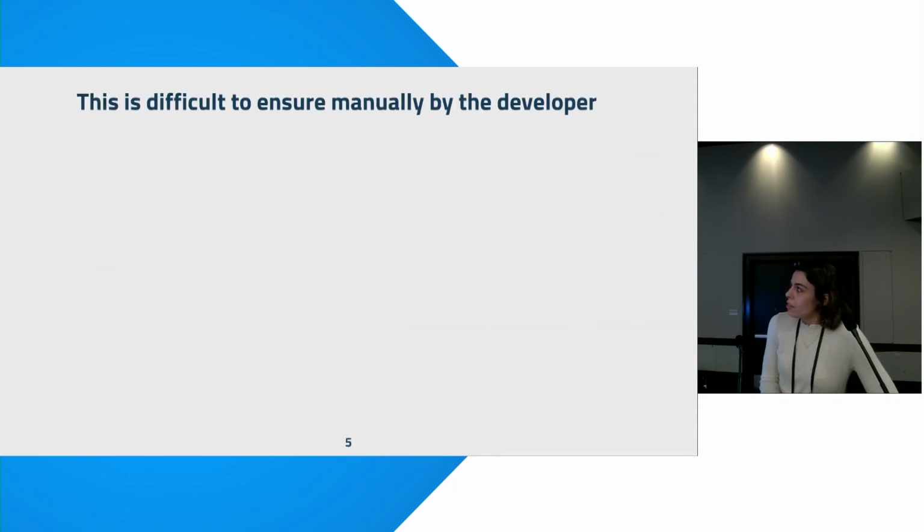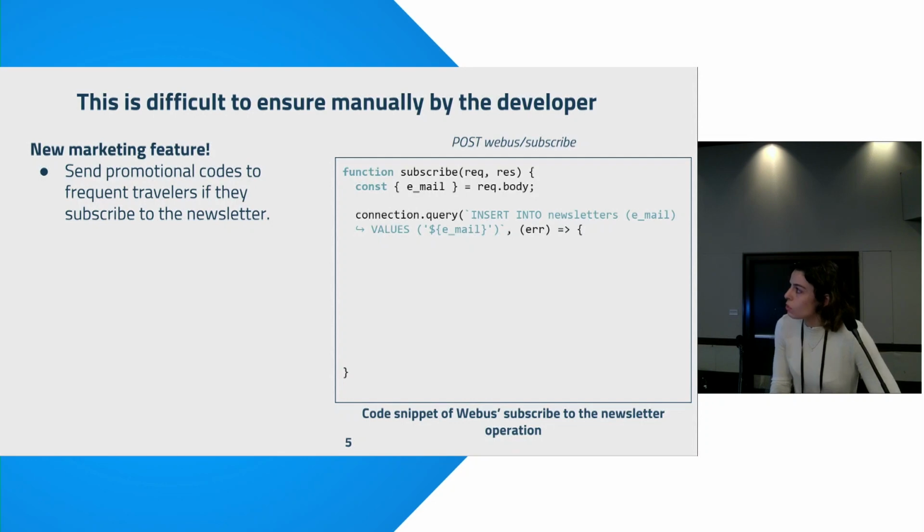Even when we consider a very simple application, like WebBus, it's very difficult to ensure GDPR compliance, especially as code evolves over time. So, to give you an example, let's assume that you are now asked to implement a new marketing feature to send promo codes to frequent travelers if they subscribe to the newsletter. Here on the right, we have a snippet of the subscribe to newsletter operation in the endpoint POST /WebBus/subscribe, and it basically consists of a database query that simply puts the email into the newsletters table.